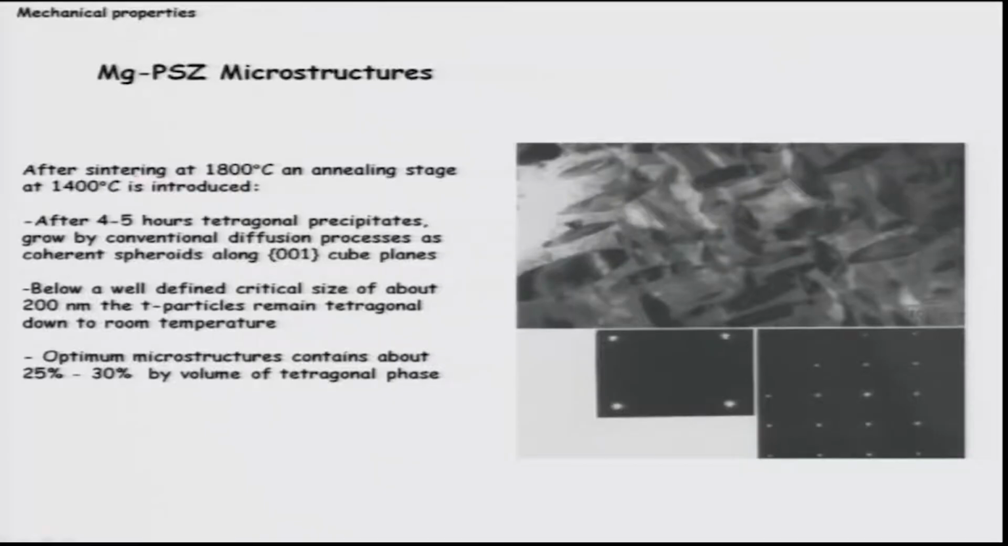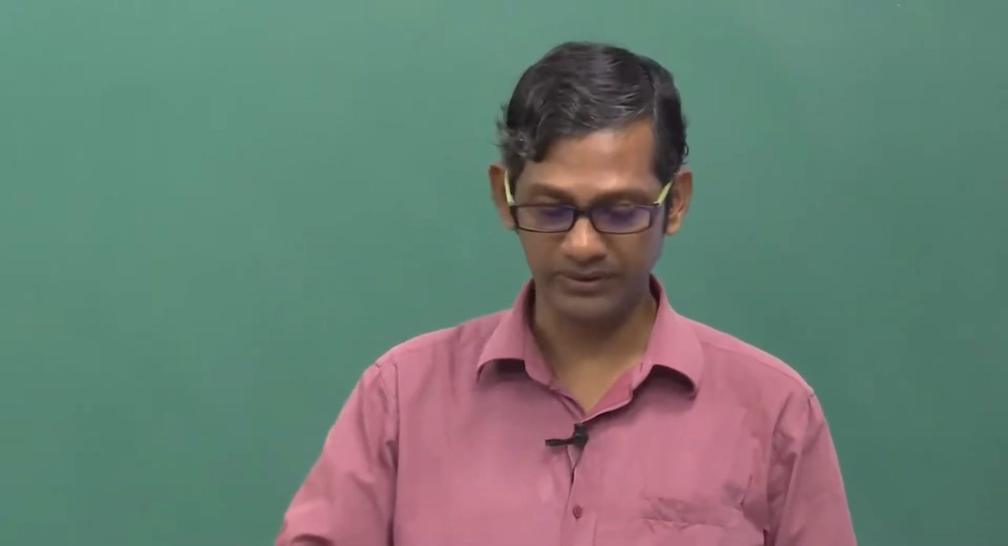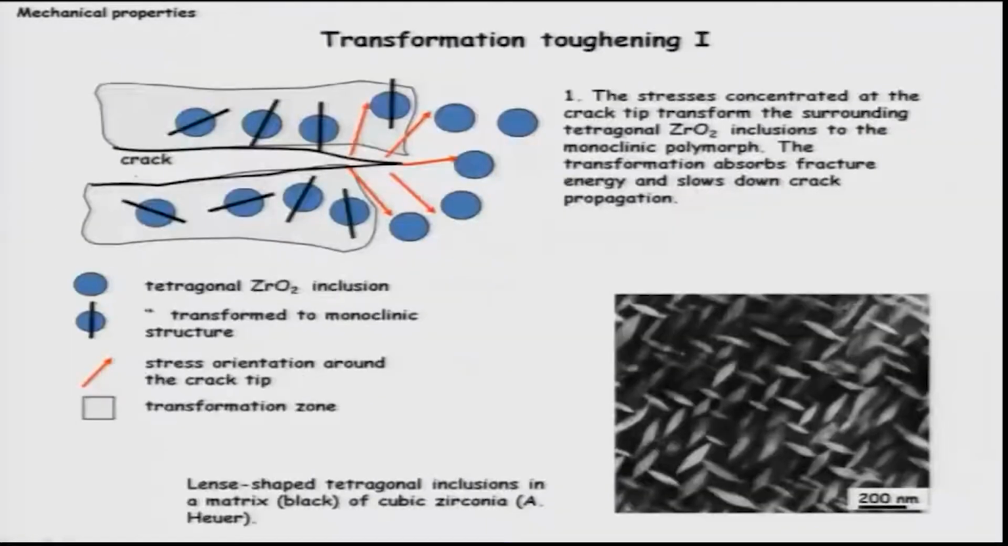That is why 4 to 5 hours are required for these tetragonal zirconium oxide precipitates to grow within the cubic phase, and optimum microstructures should contain about 25 to 30% of the tetragonal phase. That is what researchers have observed by doing experiments.